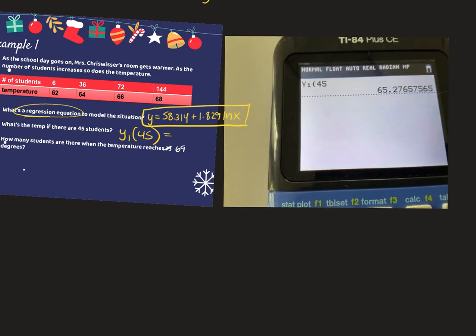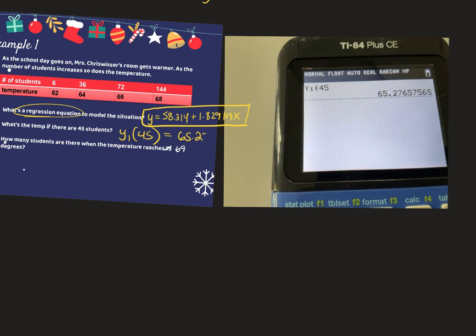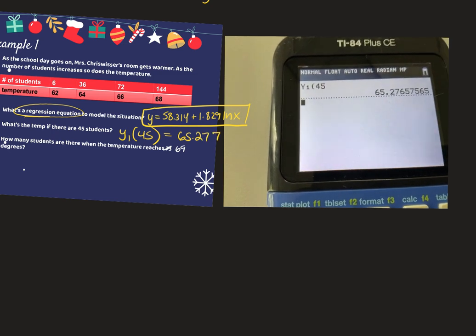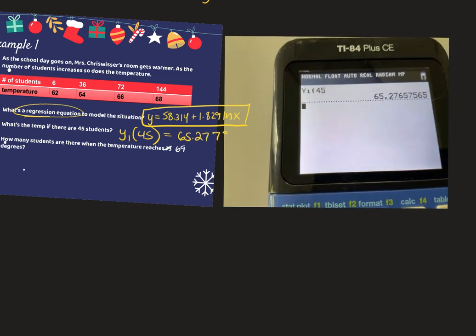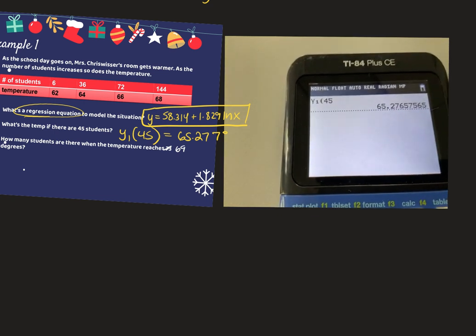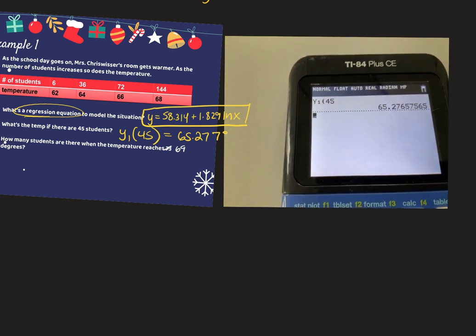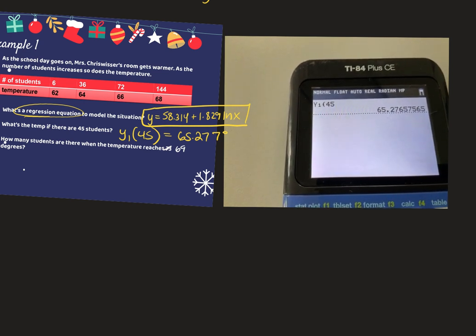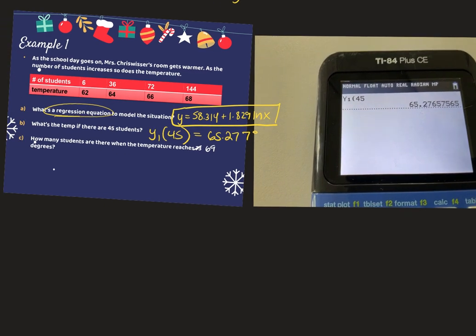So the degrees is 65.2765, to 2.77 degrees. Can degrees be a decimal? Yes. So I can keep that decimal, okay? If it said round to the nearest degree, obviously, then I would round it. But if not, I would keep the 3 decimal places. Still good? Yeah? Okay, then we go to C.